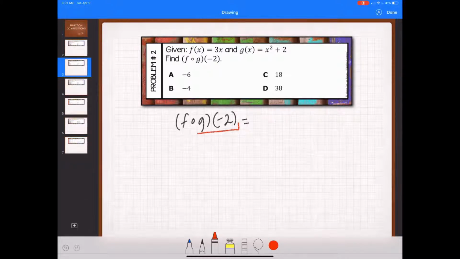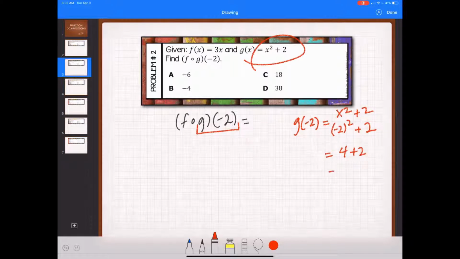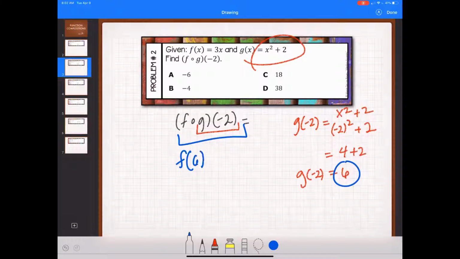The composition of f and g of -2. Again, we're going to do the closest function first. So we're looking at g of -2, which means we're going to go here to the x squared plus 2 function. We're going to plug in -2 and evaluate, so that's 4 plus 2, which gives us 6. So g of -2 gives us 6. Now we're going to use this value to plug it into f. So f of 6 equals, we use the f function, which is 3x. So 3 times 6 equals 18. So the composition of f and g of -2 is 18.